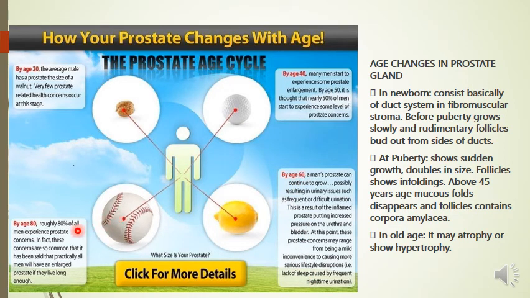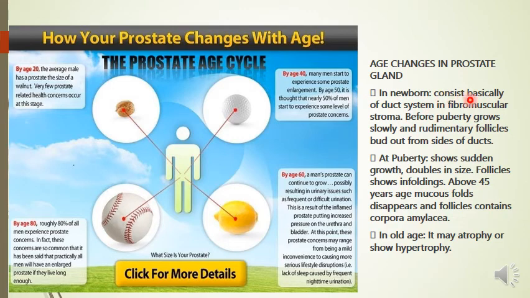And by the age of 80, roughly 80% of all men experience prostate concerns. In fact, these concerns are so common at this age that it has been said that practically all men will have an enlarged prostate if they live long enough. So that means by the age of 80, the size of the prostate will be this much. So these are the age related changes.